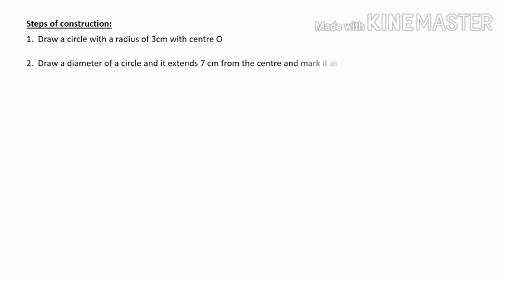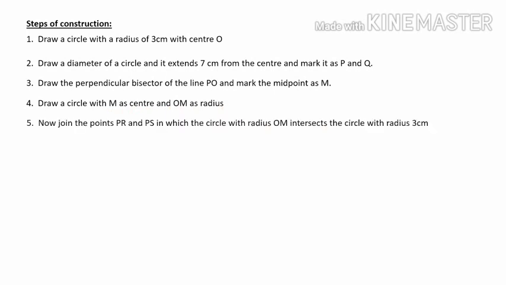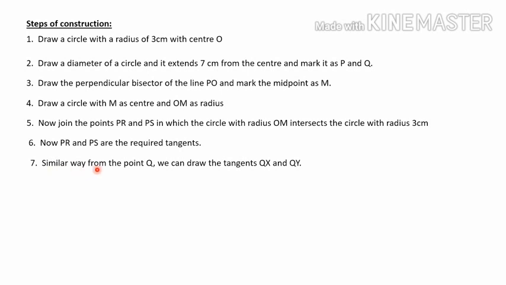Next we have to write the steps of construction. First step is draw a circle with a radius 3 cm with center O. Draw a diameter of circle and extend it 7 cm from the center and mark it as P and Q. Draw the perpendicular bisector of the line PO and mark the midpoint as M. Draw a circle with M as center and OM as radius. Join the points PR and PS in which the circle with radius OM intersects the circle with radius 3 cm. Now PR and PS are the required tangents. Similar way, from the point Q we can draw the tangents QX and QY.